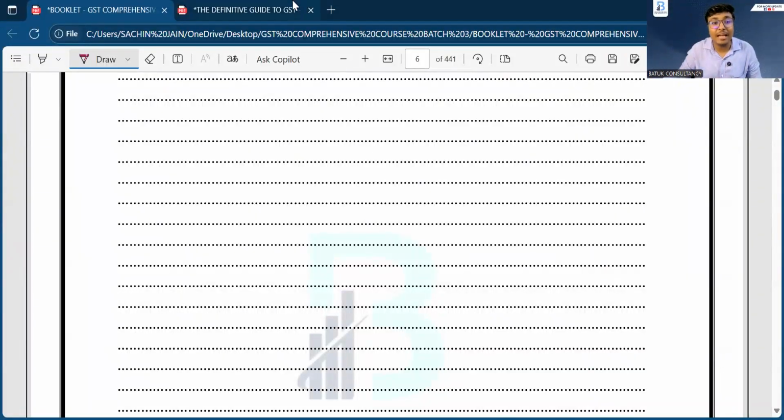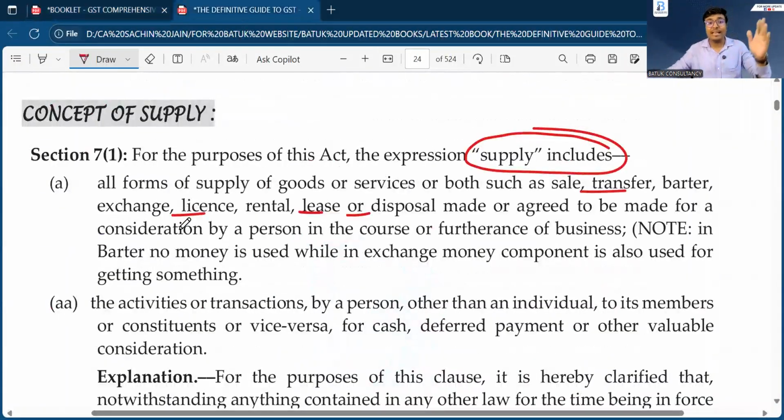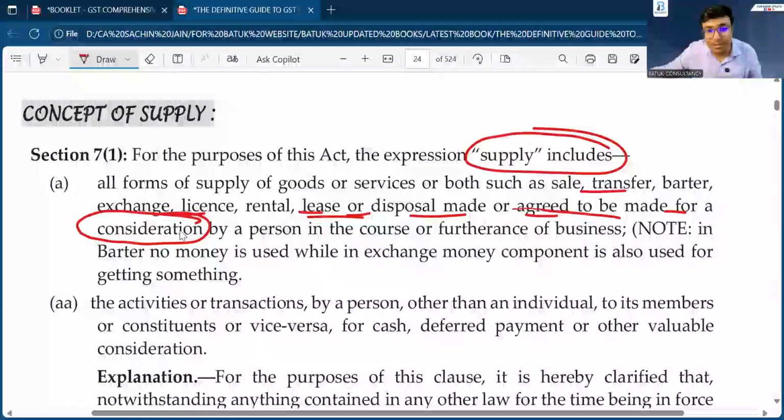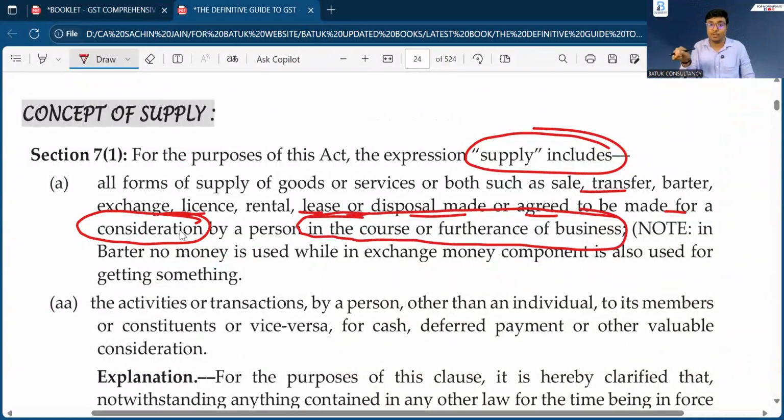The definition of supply we have done. Supply includes sale, exchange, barter, transfer, lease, rental, disposal, agreed to be disposal, and two important elements are there, that is for a consideration and in the course or furtherance of business. If you have the book, you can mark and highlight these lines, so that whenever you go through the book, you can easily get the idea. For a consideration in the course or furtherance of business.